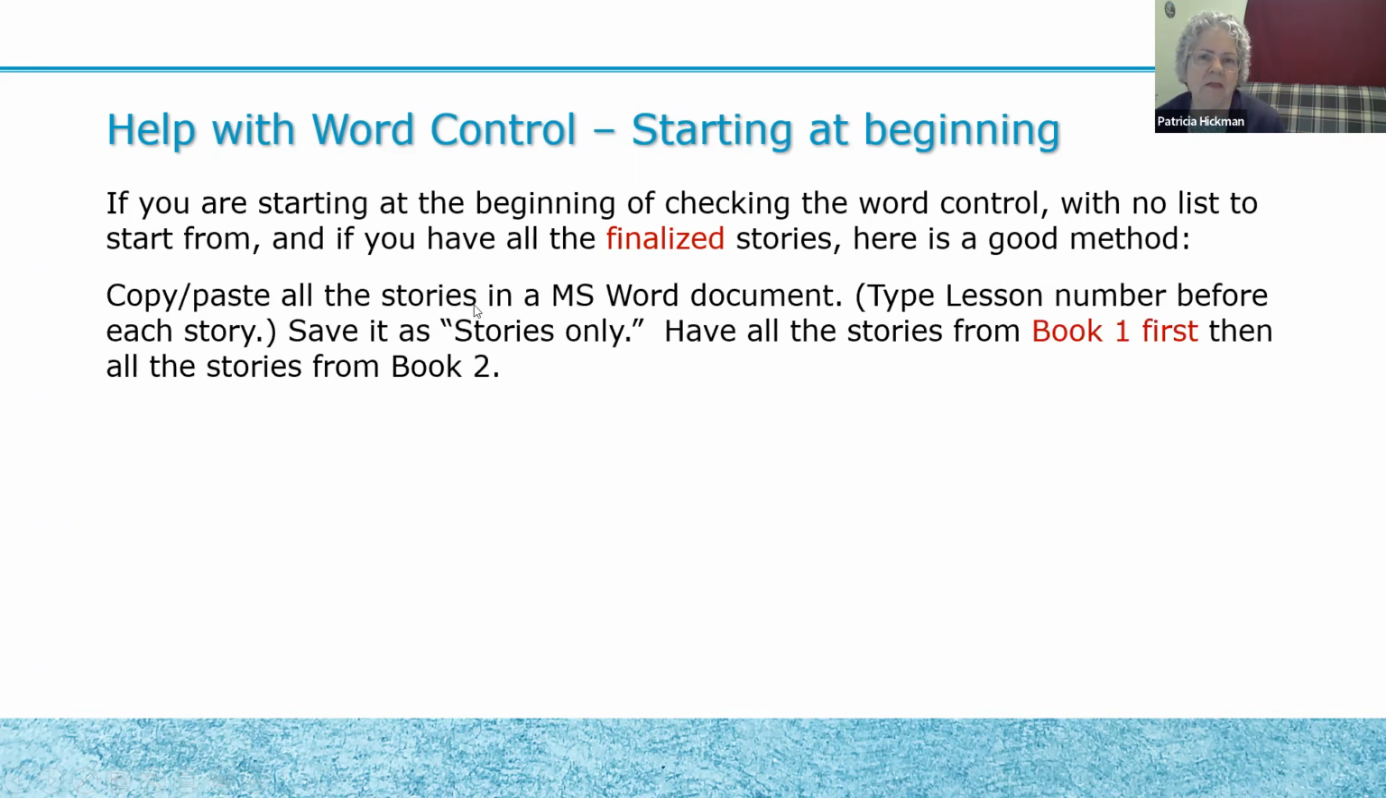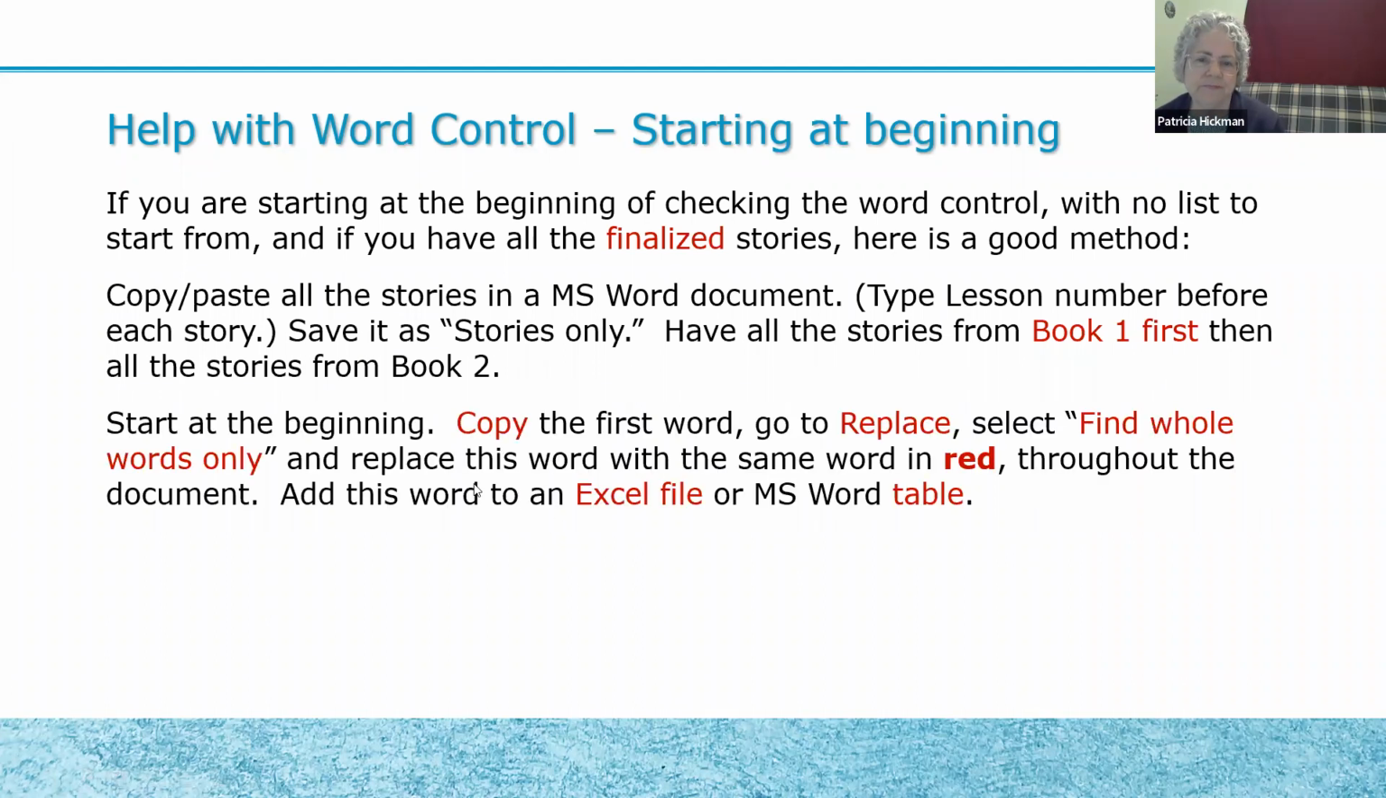Copy and paste all the stories into a new Microsoft Word document. Type the lesson number at the top so you'll know what lesson it is. Save this document as stories only. First, you put all the stories from book 1. Then after that, you put all the stories from book 2. Start at the beginning of this document. Copy the first word, go to replace, select find whole words only, and replace this word with the same word but in red throughout the whole document.